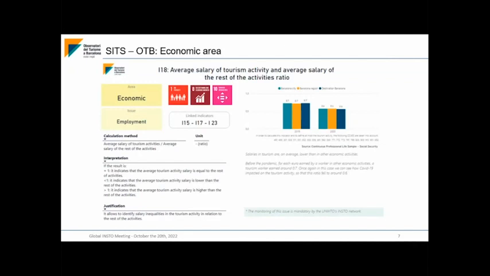The second example I wanted to explain today is an economic area indicator, specifically of employment. It is the ratio of the average salary of tourism activity to the average salary of the rest of the activities. Here, there's no difference between the different geographical areas, but as we can see, before the pandemic the results of this indicator weren't ideal, since a tourism worker earned just 70 cents for each euro that a worker in the rest of the activities did. And we can see that in 2020, the situation worsened, also because of the pandemic.